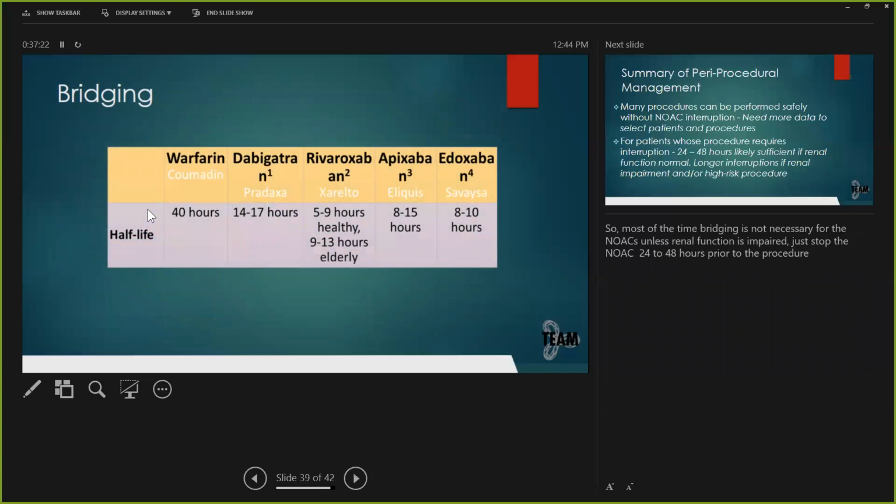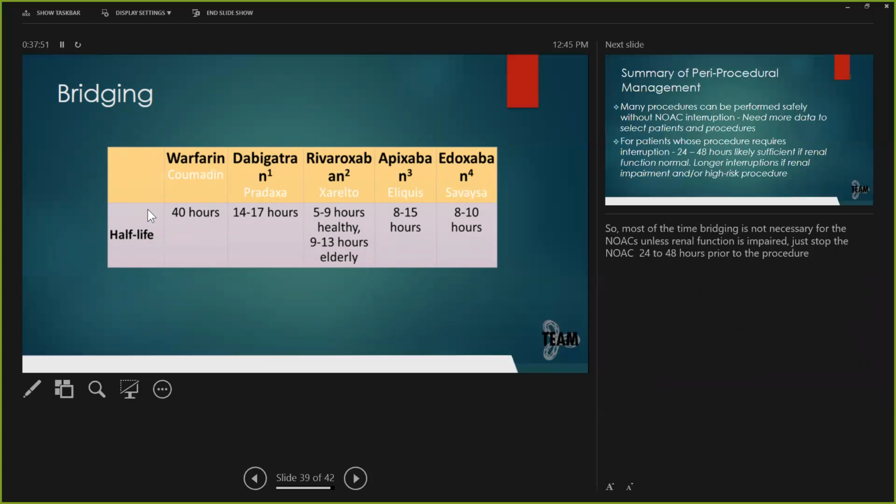And so how do you bridge? It's based on the half-life. For Coumadin, the half-life is 40 hours. If you look at the bridging procedures for high risk, you stop the Coumadin 5 days before the procedure, start them on Lovenox, and stop the Lovenox 12 hours before the procedure. Then start back on Lovenox and Coumadin the day after the procedure. That's the standard for warfarin.